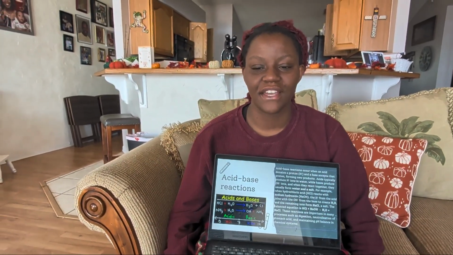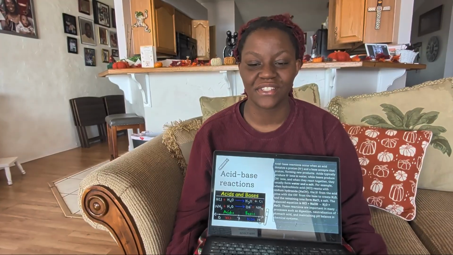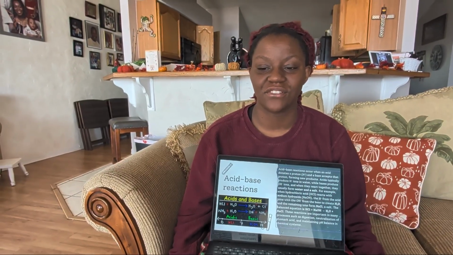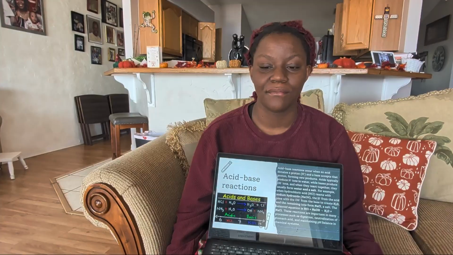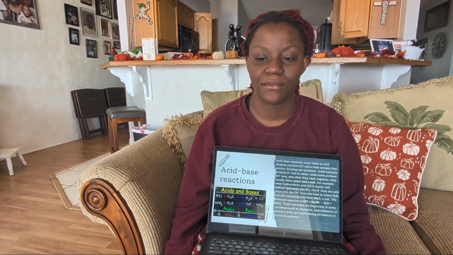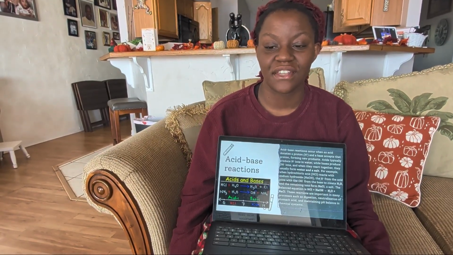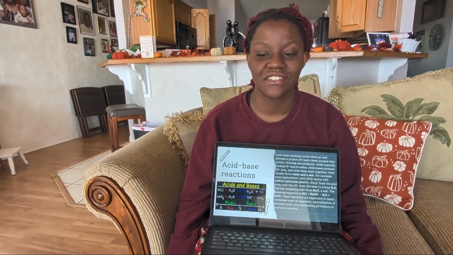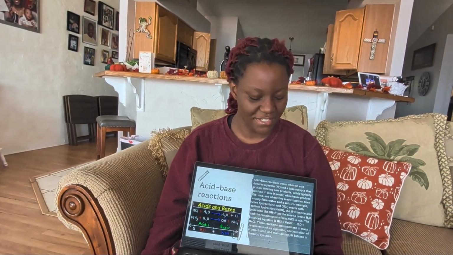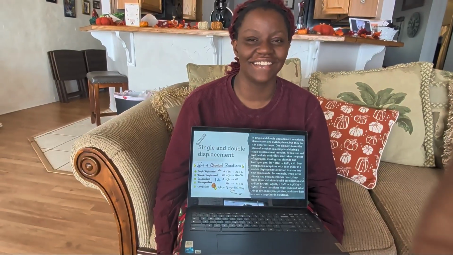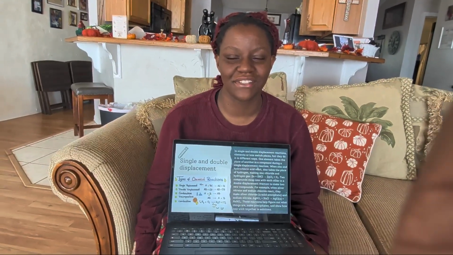For example, when hydrochloric acid reacts with sodium hydroxide, the H+ from the acid joins with the OH- from the base to create H2O, and the remaining ions form NaCl, a salt. The balanced equation is HCl + NaOH makes H2O + NaCl. These reactions are important in many processes such as digestion, neutralization of stomach acid, and maintaining pH balance in chemical systems.